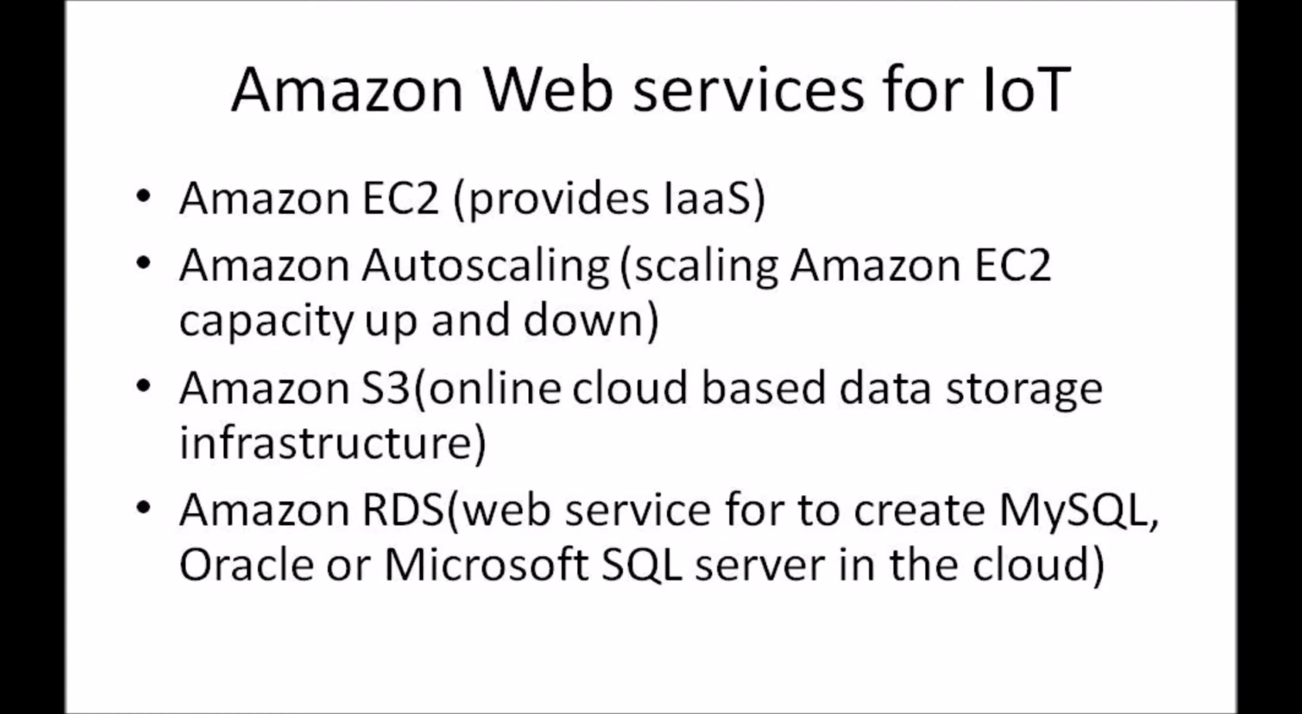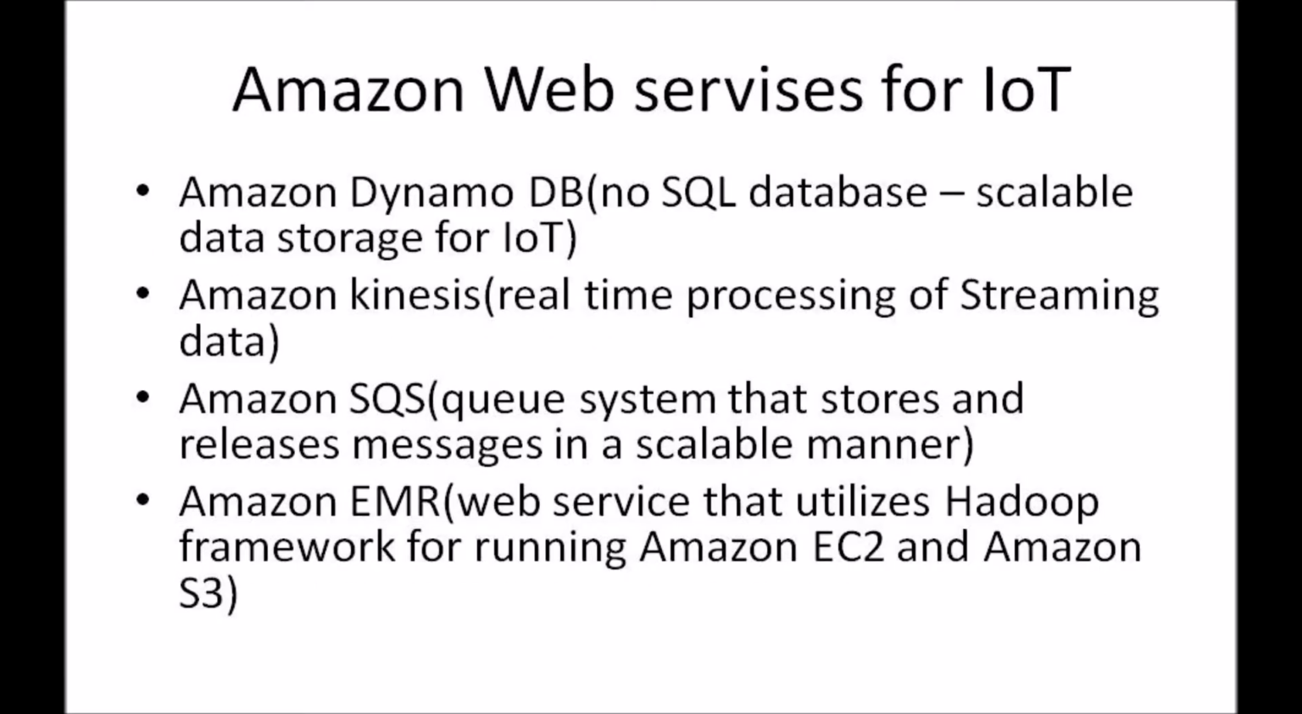S3 is a good choice when you need an online cloud storage infrastructure. Amazon RDS provides web services to create MySQL, Oracle, or Microsoft SQL Server in the cloud. DynamoDB is a NoSQL database and a scalable data storage for IoT. If you need real-time processing of streaming data, you can opt for Kinesis. SQS provides a queue system that stores and releases messages in a scalable manner. EMR utilizes the Hadoop framework for running your EC2 and S3.